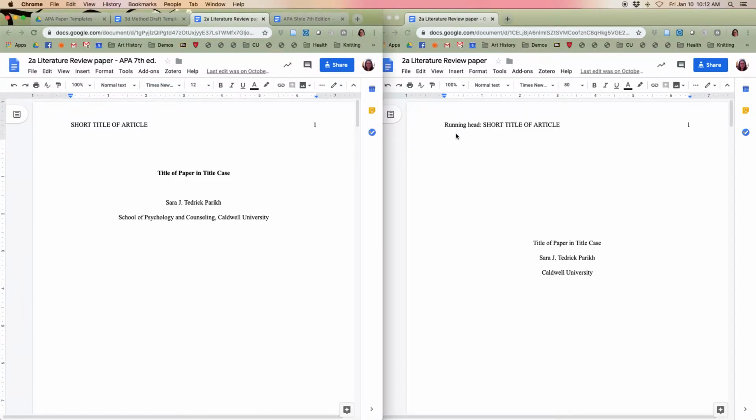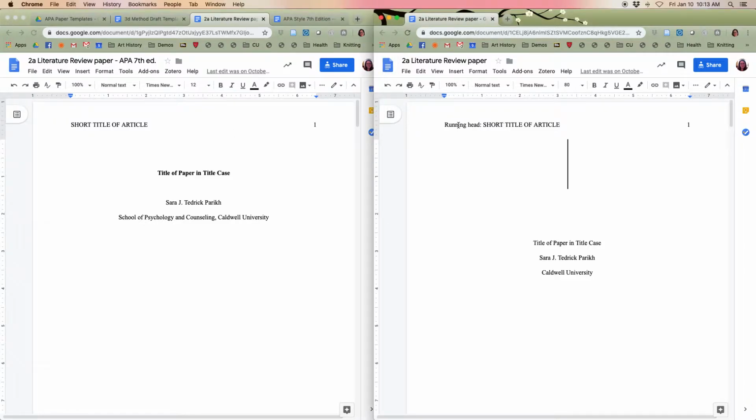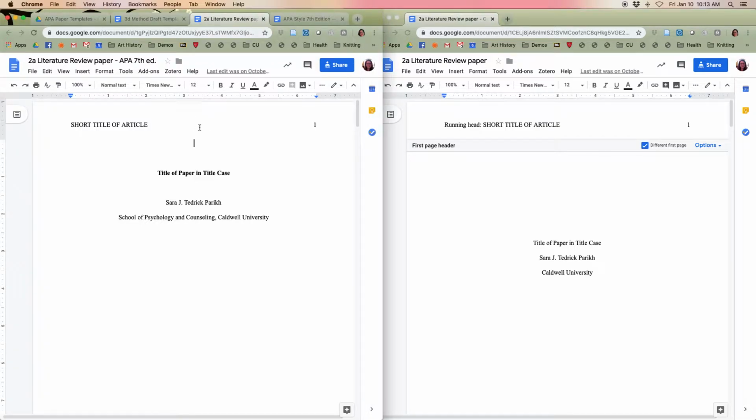The good news is almost all of the changes for the new edition, I think, are the sorts of things students messed up most anyway. And I messed up. It's the things I had to look up the most often. So they got rid of the word running head at the top, so you don't have to do this different first page. I even unchecked it here.